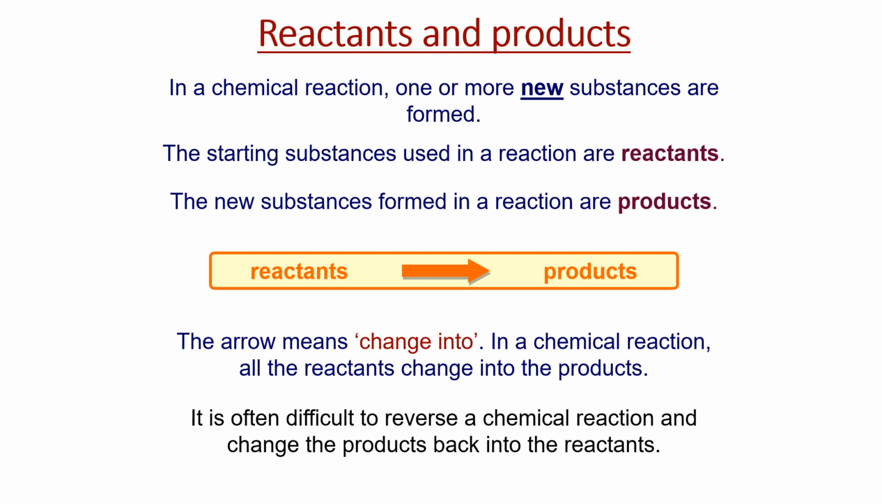In the middle, we always have an arrow, and that arrow represents a transformation. So if we were reading out that equation in the orange box, we would say that the reactants change into the products, or the reactants turn into or become the products. Now, the reason we use an arrow that points in one direction is to show that we can only go from reactants to products and not from products to reactants.